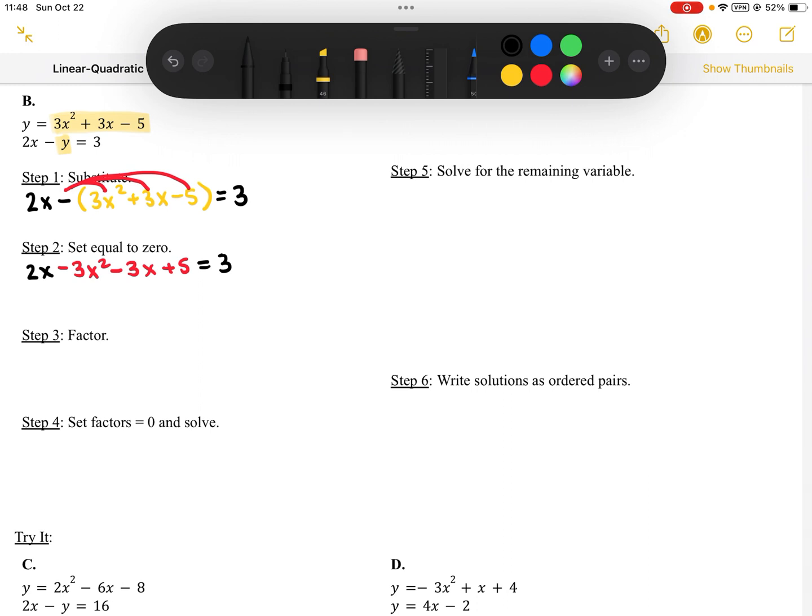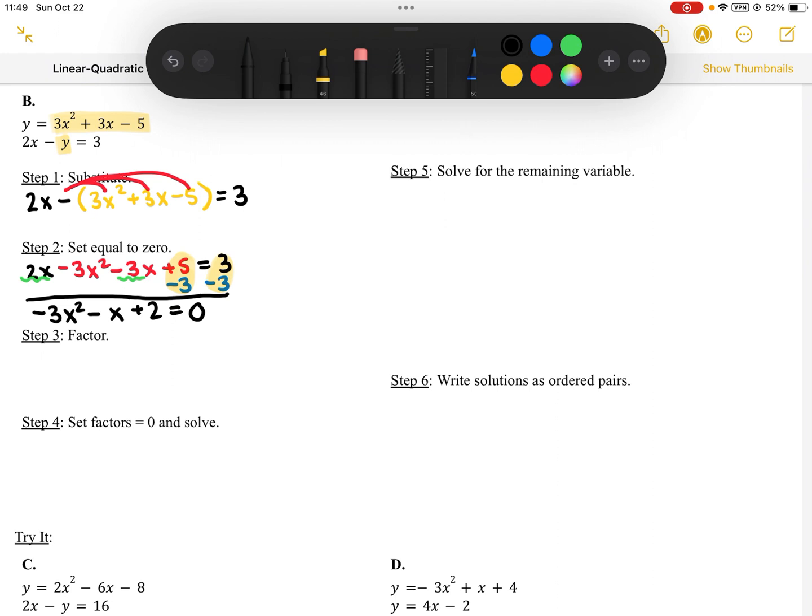Now to get it all to one side, I need to move that 3 on the right over to the left. So I'm going to subtract 3 from both sides. And while I'm doing this, I'm going to look at like terms as well. My like terms here are 2x and negative 3x. So I'm going to write my negative 3x squared first. And then the 2x minus 3x gives me negative x. And then when I'm simplifying with that 3, 5 minus 3 gives me 2. So plus 2 equals, right-hand side, 3 minus 3 gives me 0.